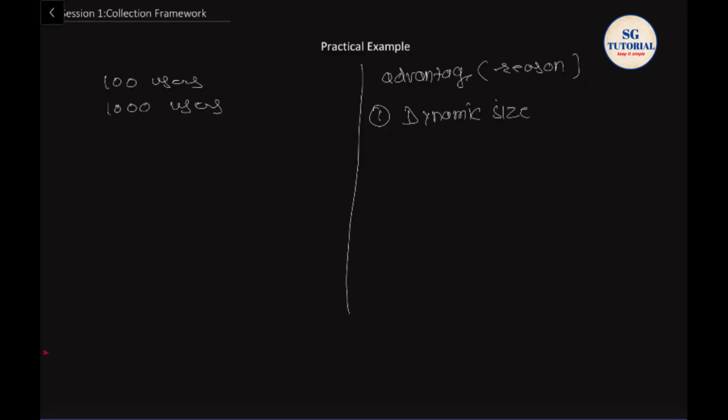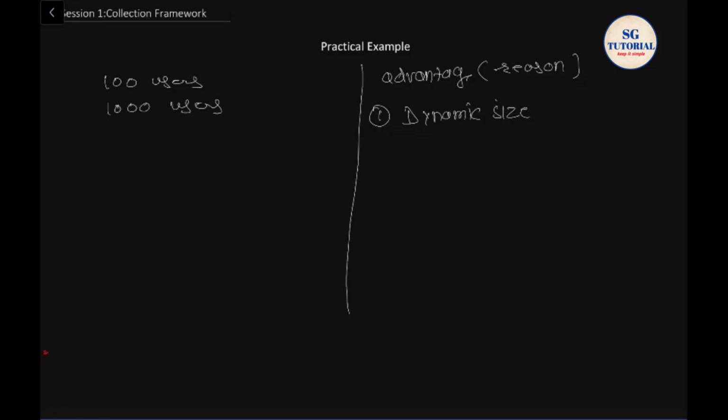Okay? That means the collections automatically grow when you add elements and automatically shrink when you remove elements. You don't need to worry about the size. Okay? Clear? Now, let's imagine another scenario.